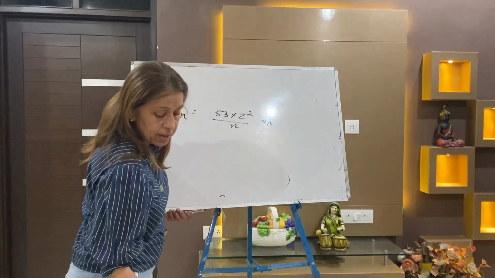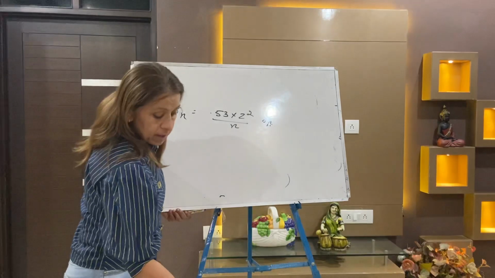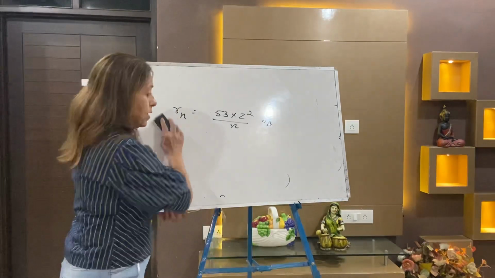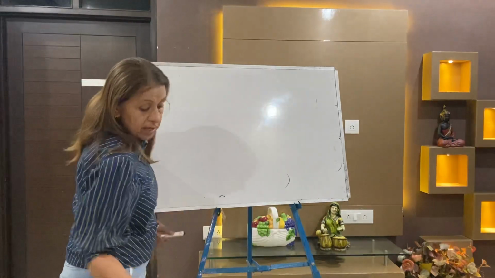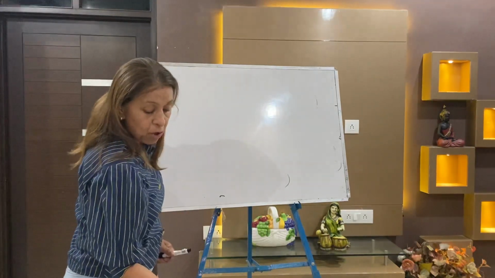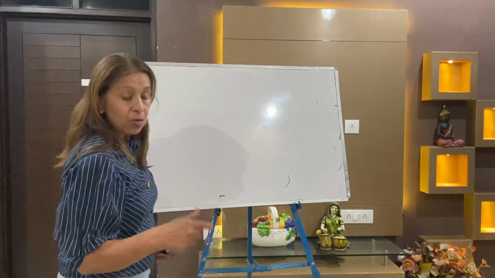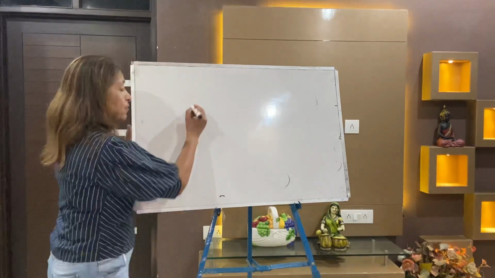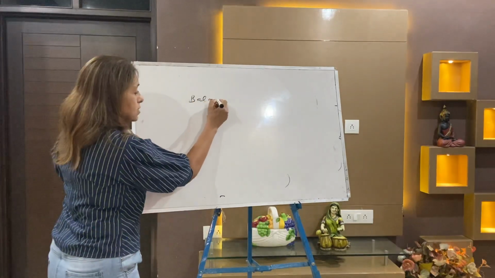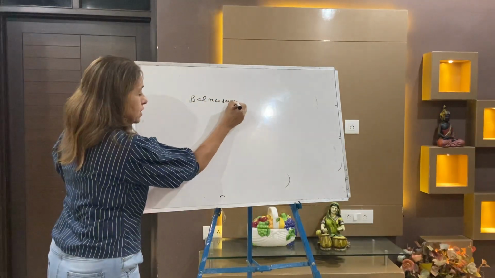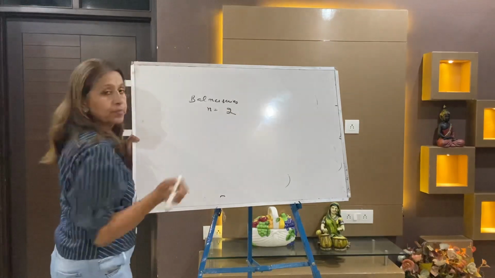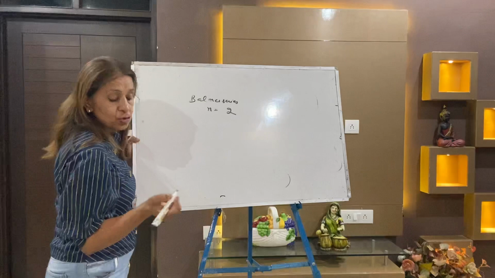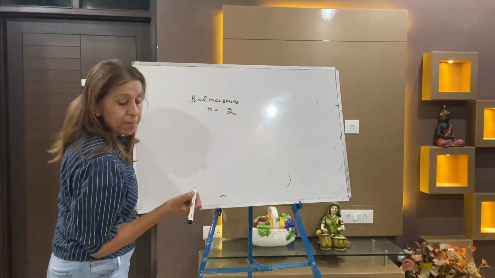Now I'm taking your numerical number 17. Calculate the wave number for the longest wavelength in the Balmer series. You know what's meant by Balmer series? In Balmer series, n is equal to 2, Lyman n is equal to 1, and Balmer is n is equal to 2. They are saying, calculate the wave number.